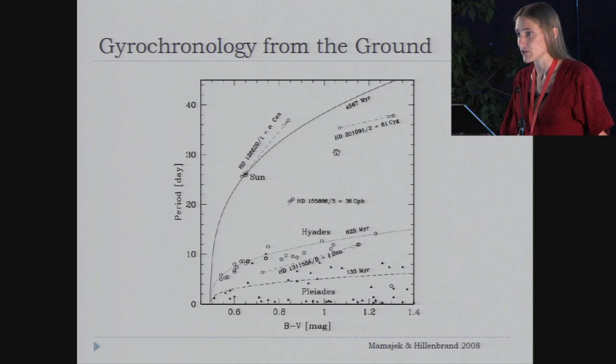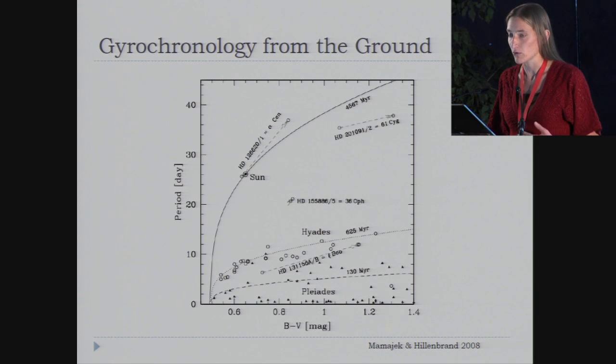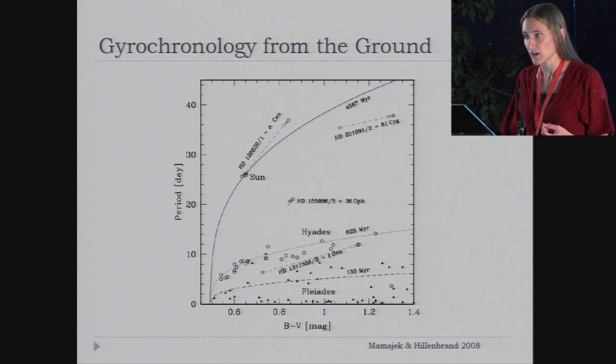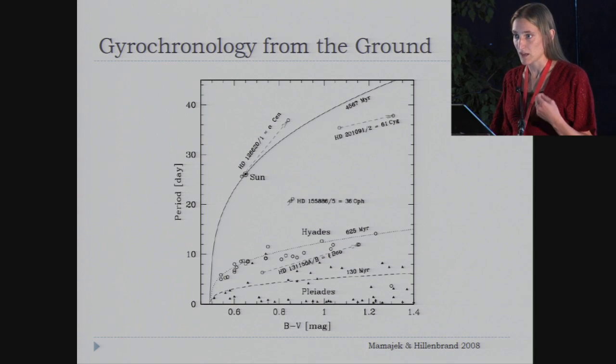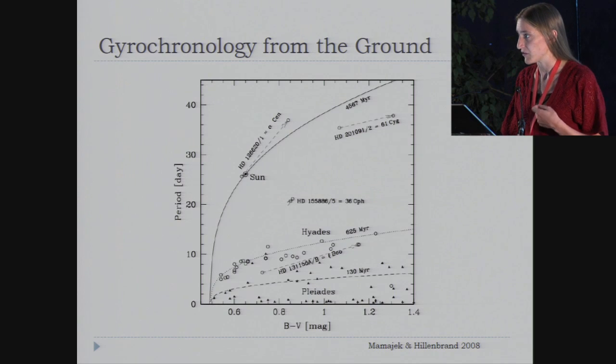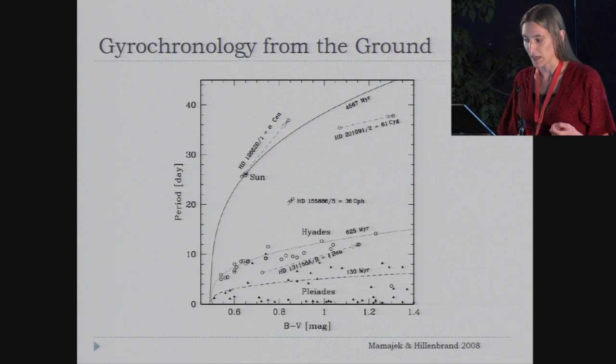So we've been doing gyrochronology from the ground. What basically has been done up until this point is you go out, you look at open clusters where it's relatively easy to get an independent age, and you measure rotation period as a function of mass, and you calibrate this empirical relationship whose inputs are the stellar color, because there is some dependence on mass, and a rotation period, and out of this relationship comes an age.